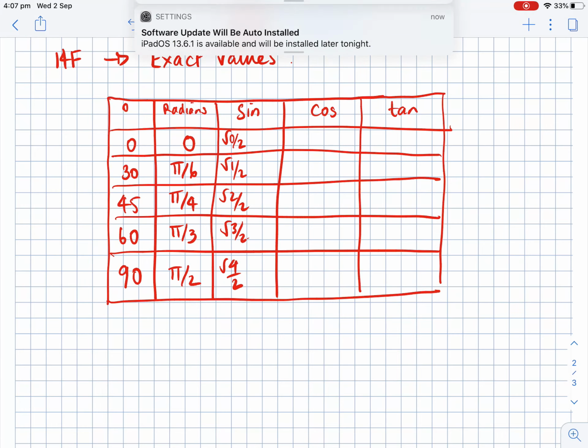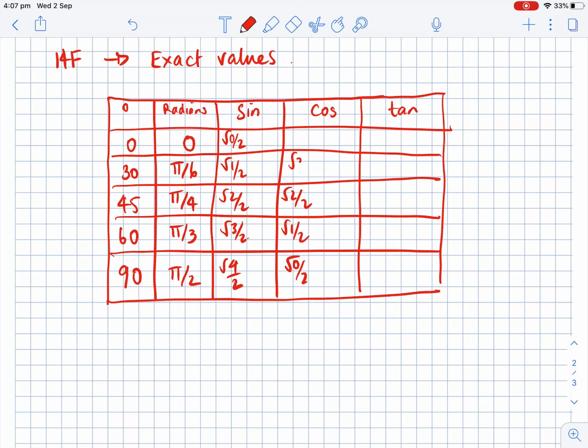And then cos is the complement of sine, so it goes in the opposite direction. So it is root 4 on 2, root 3 on 2, root 2 on 2, root 1 on 2, root 0 on 2. Let's work out what sine is. Root 0 on 2 is just 0. Root 1 is 1, divided by 2 is just 1/2. Root 2 on 2 is exactly the same, but I can also write that as 1 on root 2. Root 3 on 2 can't be simplified, and the square root of 4 is 2. 2 divided by 2 is 1. So the opposite here, 0, 1/2. Root 2 on 2 can also be written as 1 on root 2. And root 3 on 2 doesn't simplify, and root 4 on 2 is equal to 1.